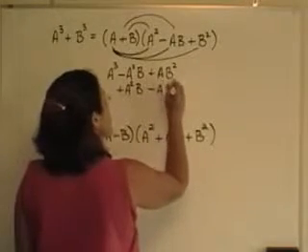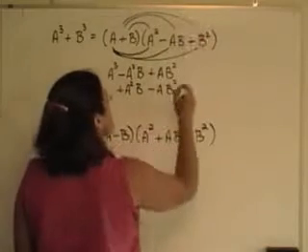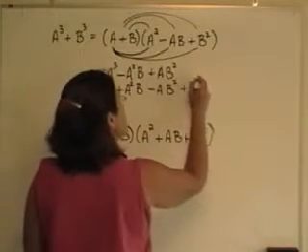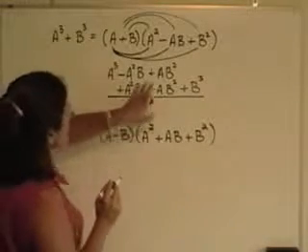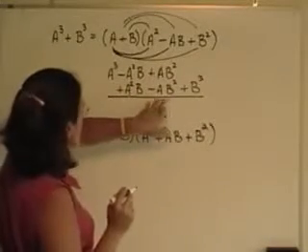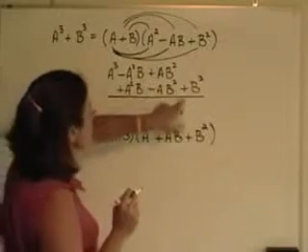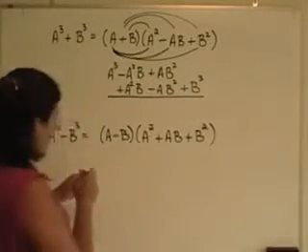I'm lining up the like terms. And right here, b times b squared is a positive b cubed. When I collect all the terms here, these two add to be 0, and these two add to be 0, leaving me with just a cubed plus b cubed right here.